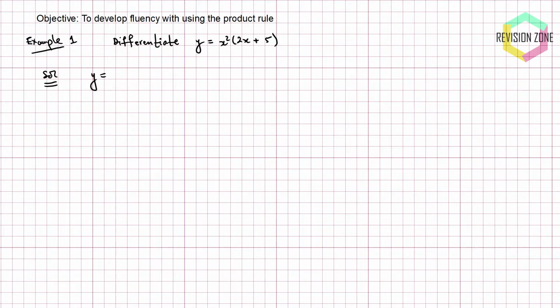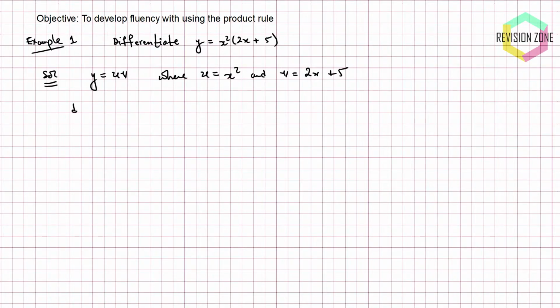So I'm going to write the function y as a function u times v, where u is going to be the first thing, which is here, x squared. So u is my x squared, and v then has to be the term in the bracket. So v is 2x plus 5. So this choice of u and v means that our function is exactly what we want.